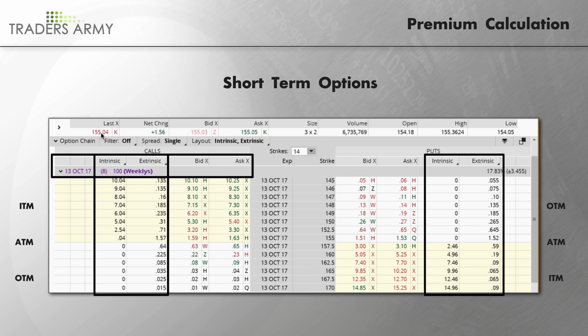Now I'll give you a minute to think about it. Which one of these options? Is it the 155 call option in the money by 4 pennies? Or is the 155 put option in the money by 4 pennies?